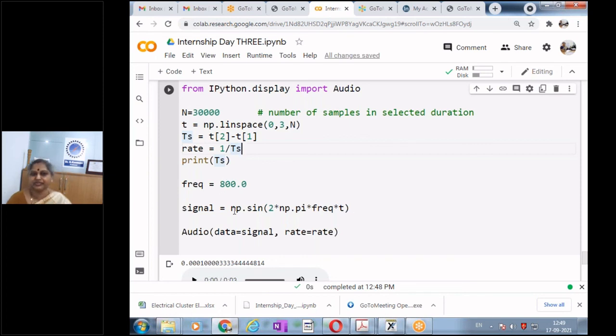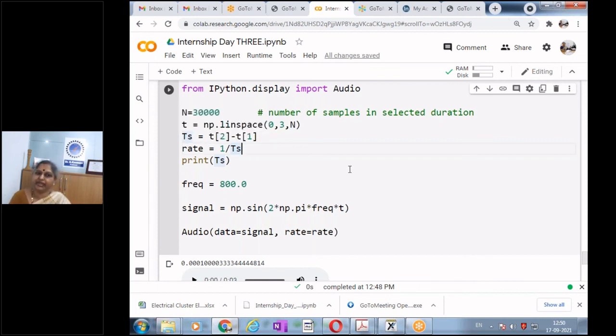And what signal am I generating? I am generating a sine wave of a frequency, sine 2 pi ft. Sine 2 pi ft. And what is my f? F is 800 hertz. So I want to generate a sine wave of 800 hertz, and then I want to hear it. So let us run this code.